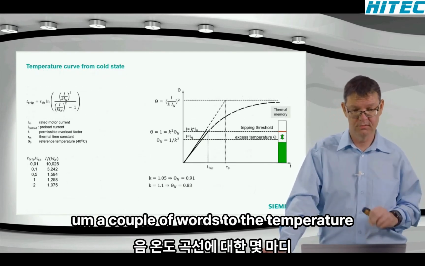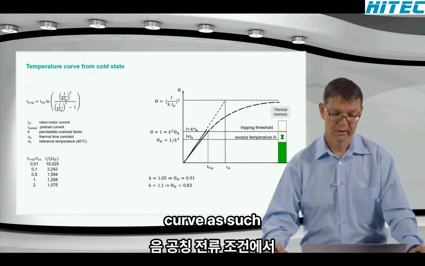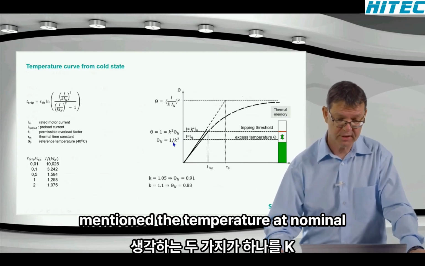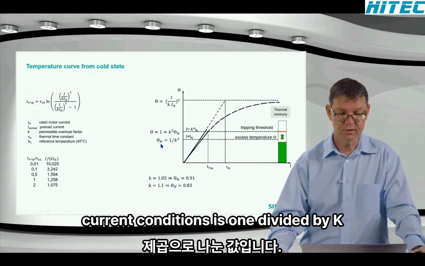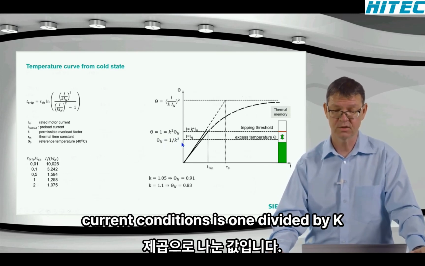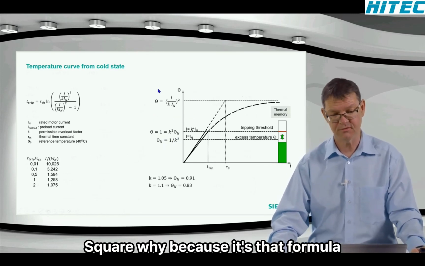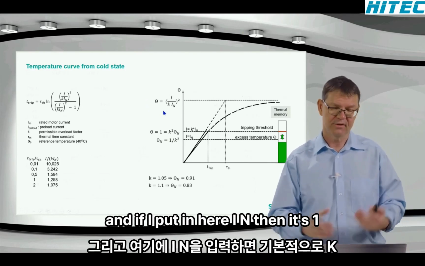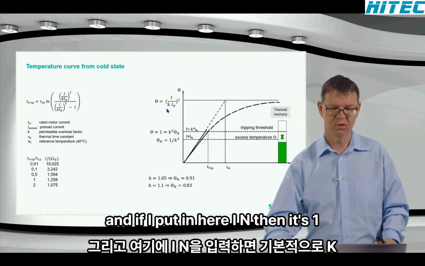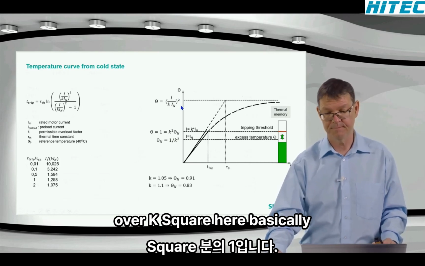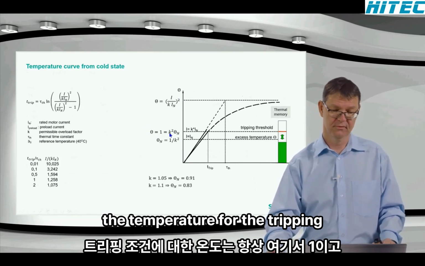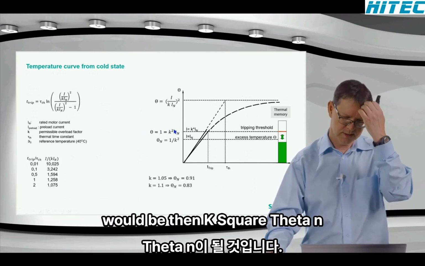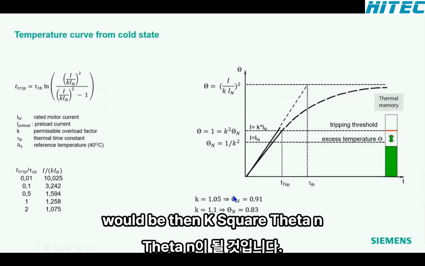A couple of words to the temperature curve as such. Two things which I think should be mentioned. The temperature at nominal current conditions is 1 divided by k square. Why? Because it's that formula that is the basis for everything. And if I put in here IN, then it's 1 over k square here basically. The temperature for the tripping condition is always 1 here, and this would be then k square theta n.